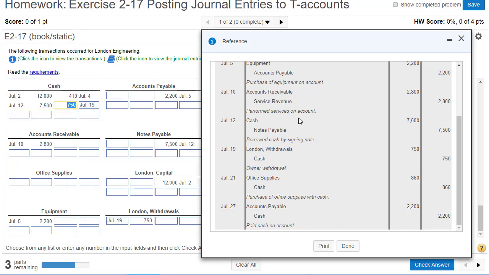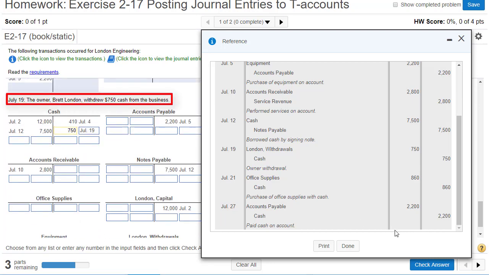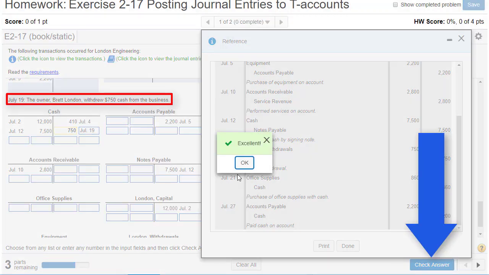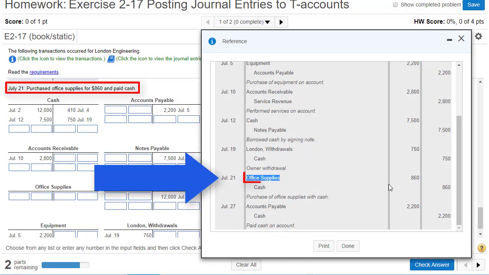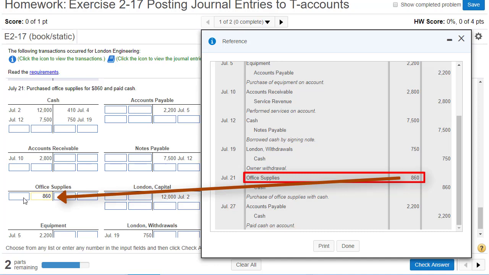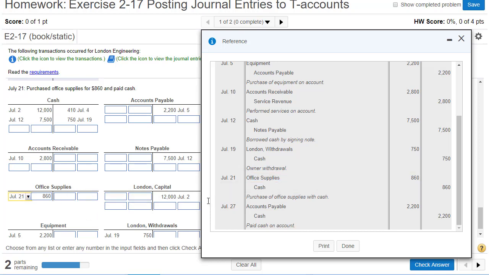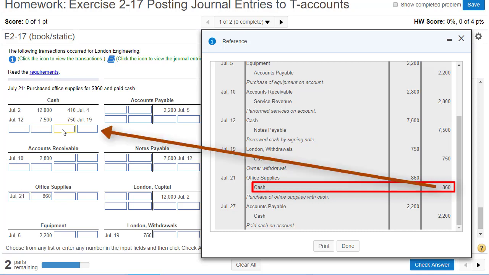But My Accounting Lab is not asking us for the balance on July 19th. It wants the balance at the very end. So we're done with July 19th. So check the answer. And now July 20th, we've got office supplies on the left. We've got $860. Post that. Oops, wrong date. July 21st. And then we have cash on the right side, which is cash going down, $860. July 21st. We can check our answer.